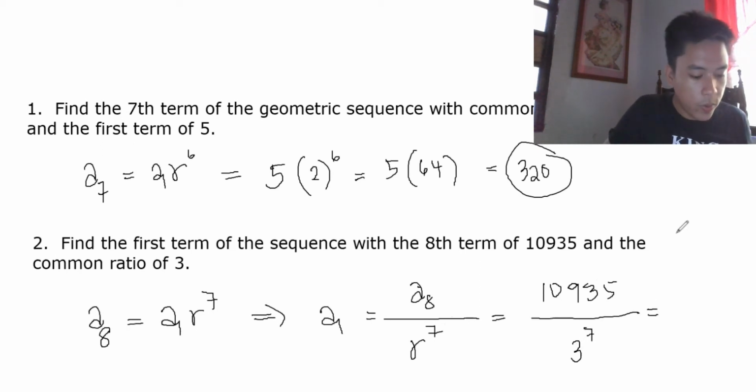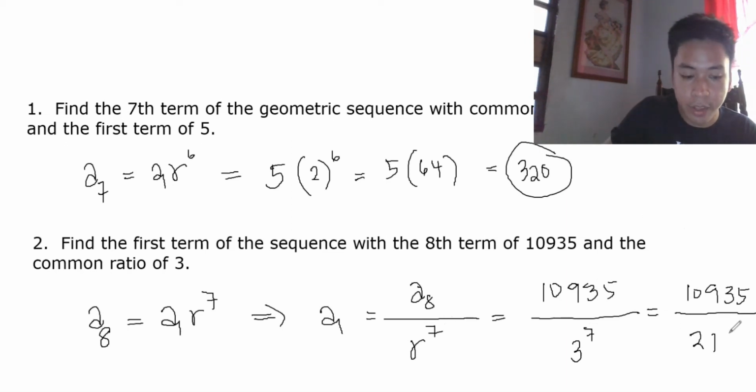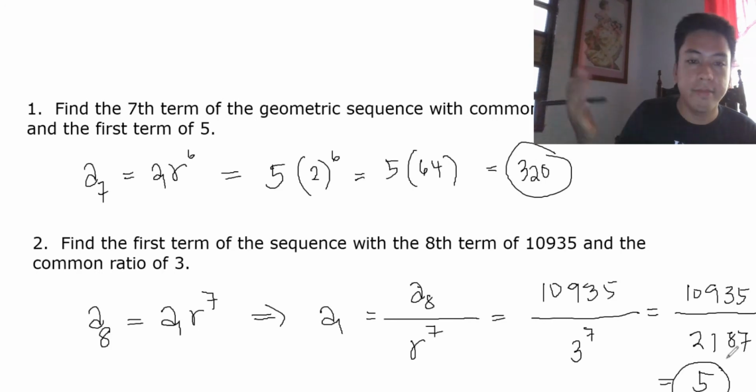Okay, so that's going to be 10,935 over 3 to the 7. You do that in your calculator. I have here 2,187. So that means your a1 is 5. That's all.